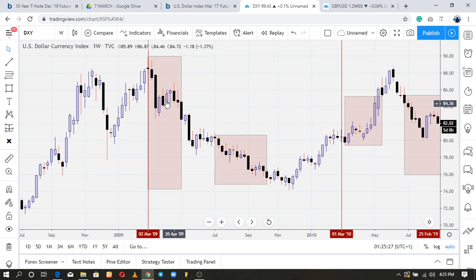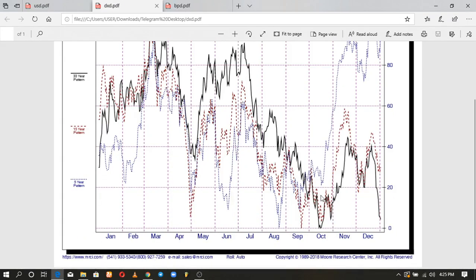Now, if you also look at the DXY, you would notice around June, July that there is another seasonal bearishness on DXY going into October, especially during bearish years. During bullish years, you get the low around August, which is what you see on the 5-year pattern. The low comes in around August and runs all the way into the end of the year.